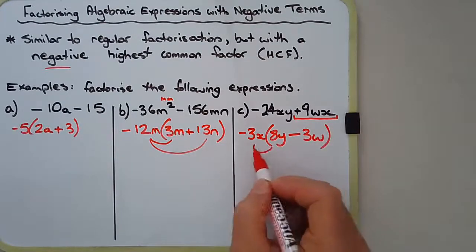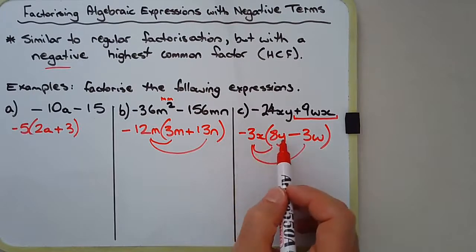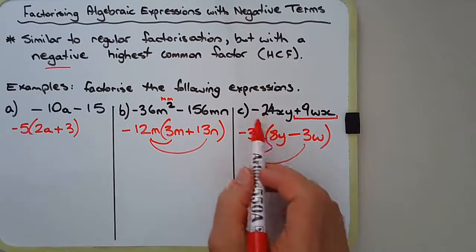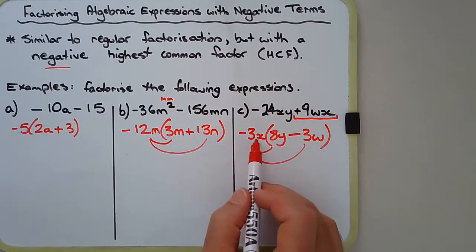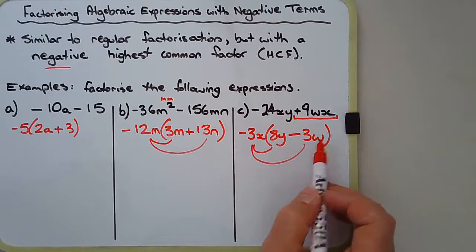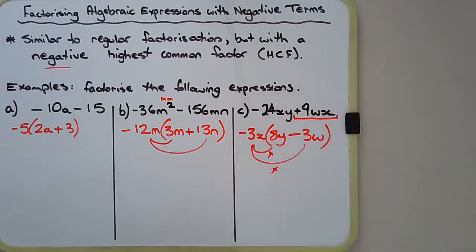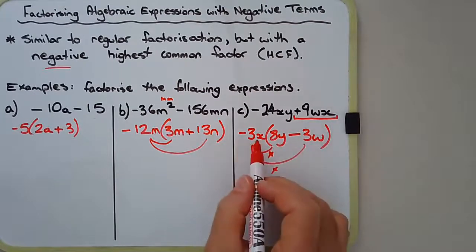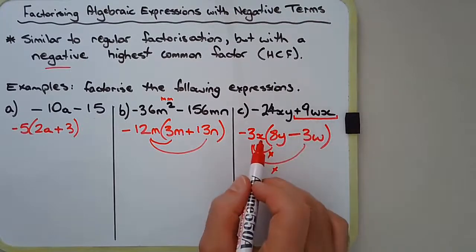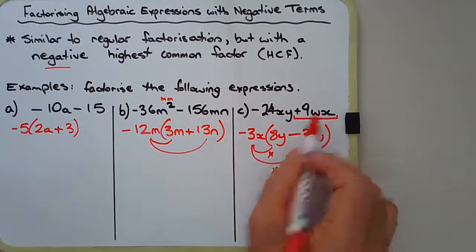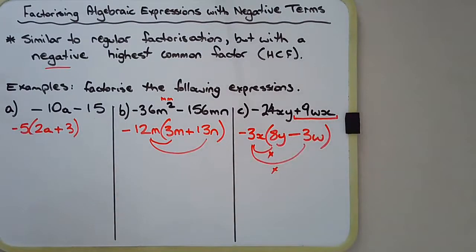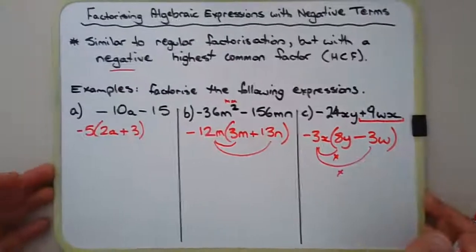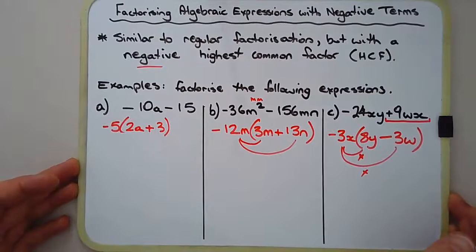Let's check this. Does this work? Negative 3x times 8y, negative 3 times 8 gives you negative 24. X times y gives you xy. Happy with that? Negative 3x times negative 3w. Remember we're multiplying here. So negative 3 times negative 3 gives you positive 9. X times w gives you wx. I'll try to write the variables in alphabetical order, but you don't have to, though it's preferred if you do that. And that's how you factorize algebraic expressions with negative terms.